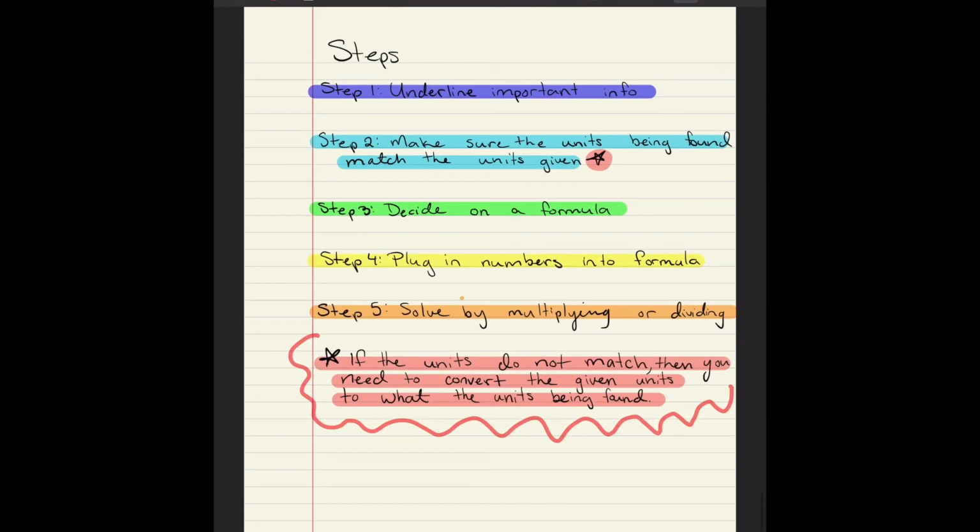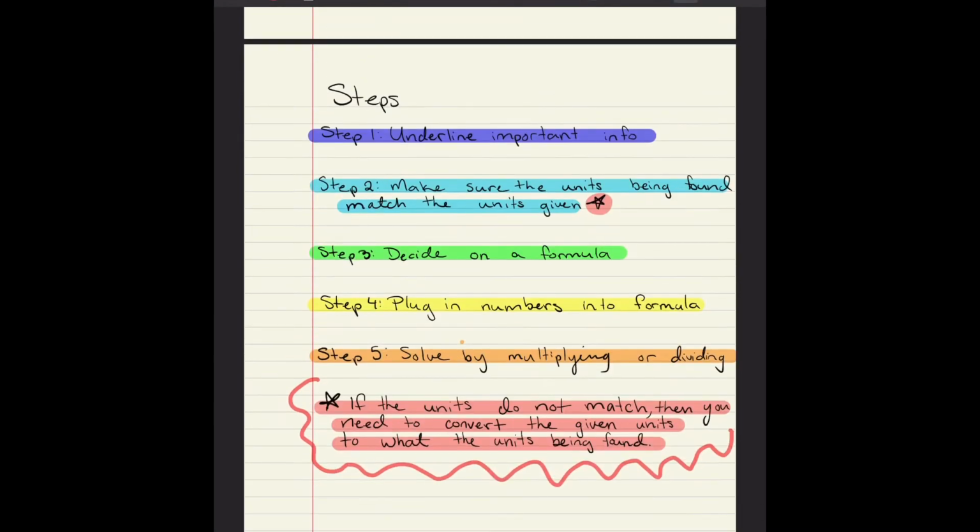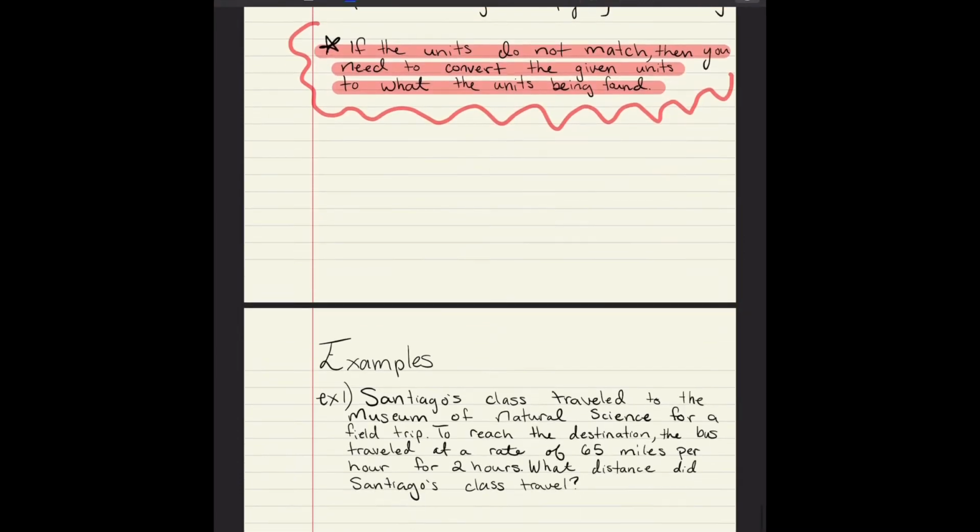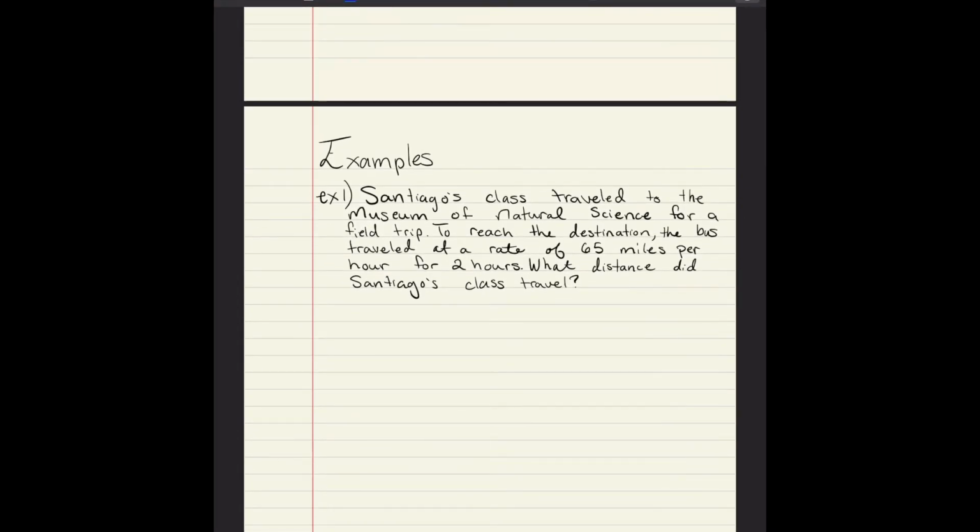So, step 1 is to underline the important information. They traveled at a rate of 65 miles per hour for 2 hours. And they're asking, what is the distance? So they're directly telling me here what I need to do, but all right.